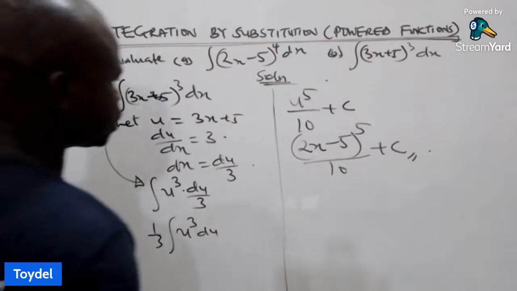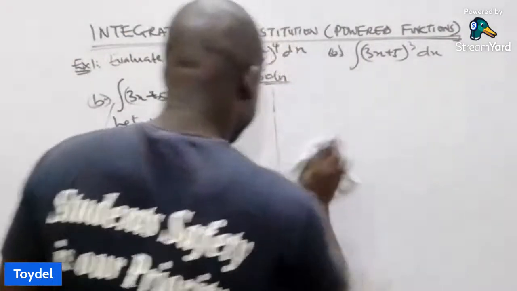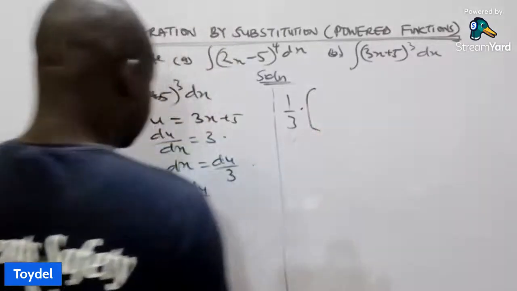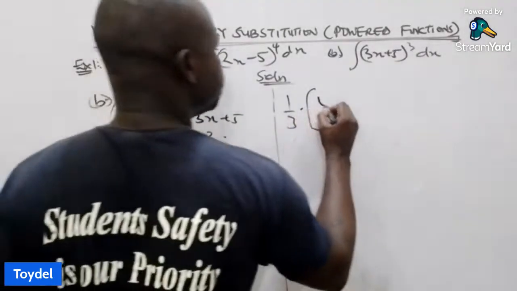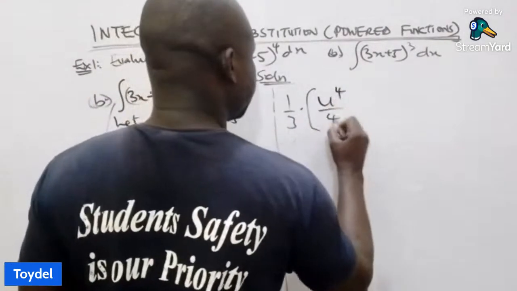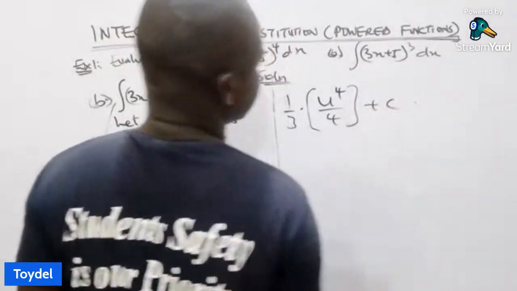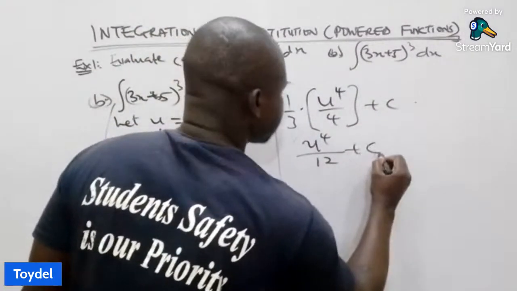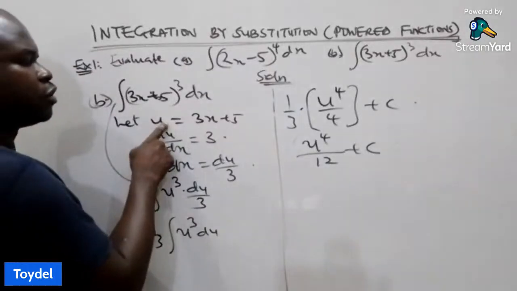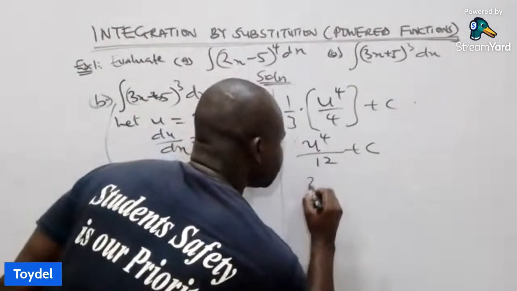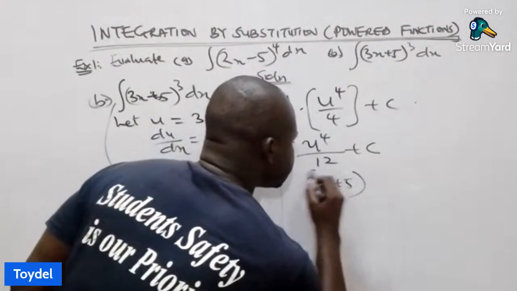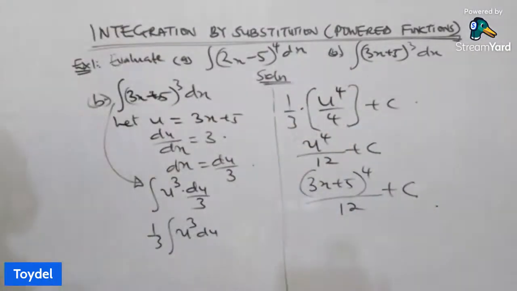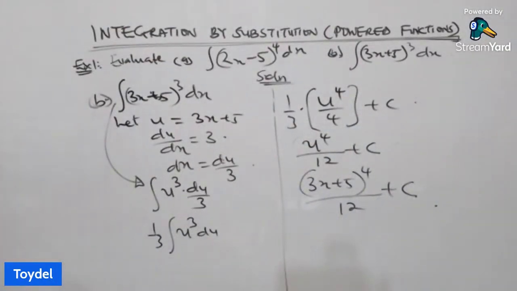So if I integrate u cubed du, I will have 1 over 3 multiplied by, what is the integral of u cubed? That will be u raised to 3 plus 1, that is 4, all over 4, plus an arbitrary constant. Then if I open up, I'm going to have u raised to 4 all over 12 plus an arbitrary constant. I recall that u is equal to 3x plus 5. So I'm going to have (3x plus 5) raised to 4 all over 12 plus an arbitrary constant. And that is what I'm going to get.